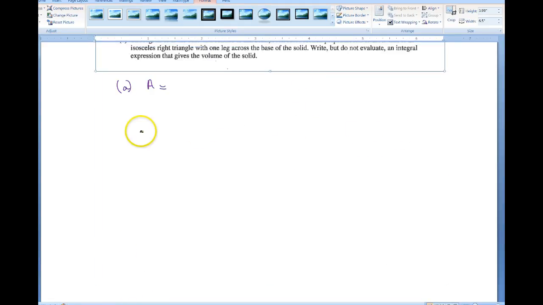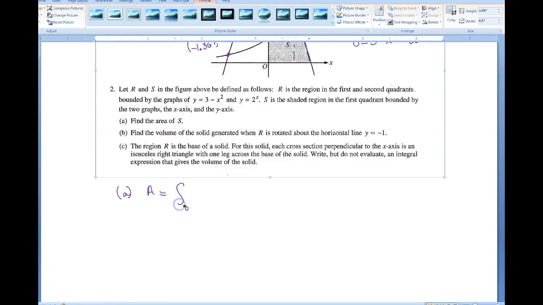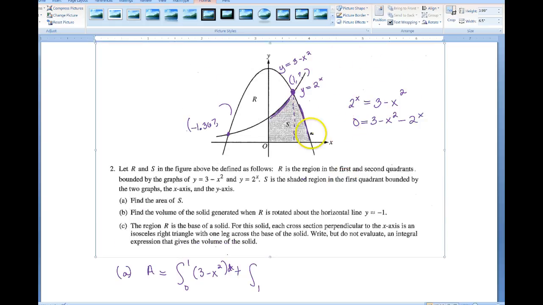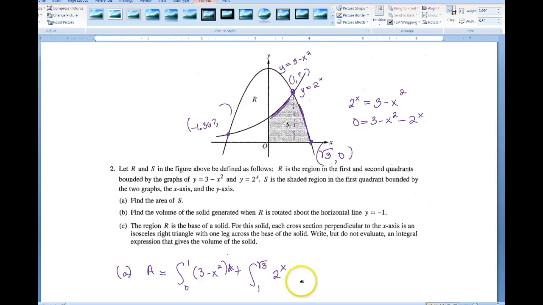I know you guys have to go, but the first one will be from 0 to 1 of 3 minus x squared dx. And then from 1 to, oh, you know what? I didn't look to see. This is going to cross the x-axis here at the square root of 3, comma 0. Just set 3 minus x squared equal to 0 and solve. And you would plug that into your calculator.